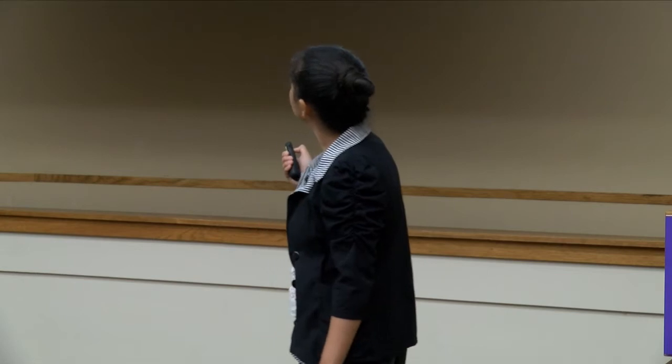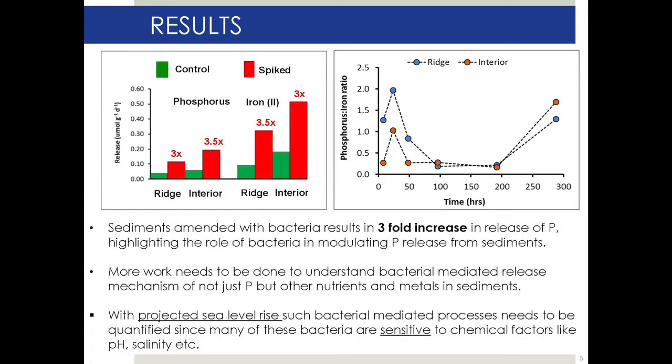But if we look at the second figure, we can clearly see that the change in phosphorus to iron ratio over time is not linear. The ratio is changing over time. So this indicates the very complex metabolic pathway of the bacteria, which we need to understand further, and my study is trying to focus on understanding more detail of this process.